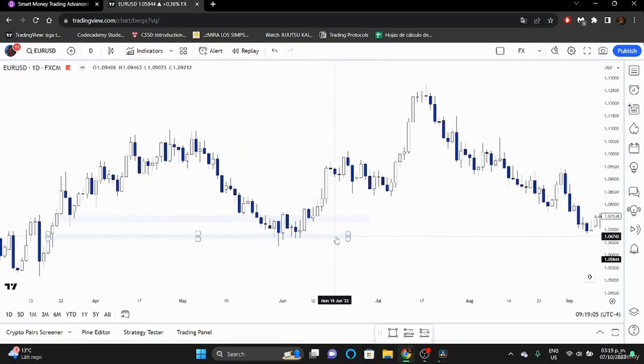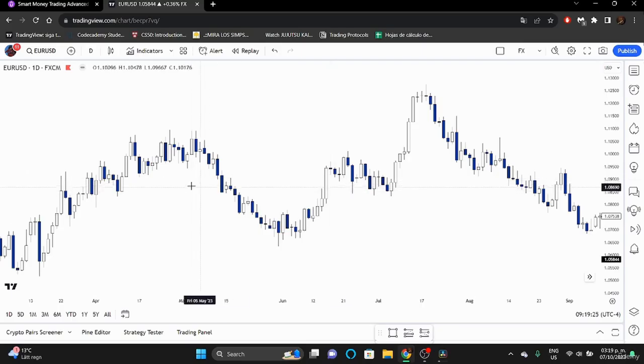And which one will be our invalidation? Right here. Once the price trades through the fair value gap and uses it as support. Now this is our inverse fair value gap. Now we're bullish again. What places are we looking? We're looking at this fair value gap, okay?